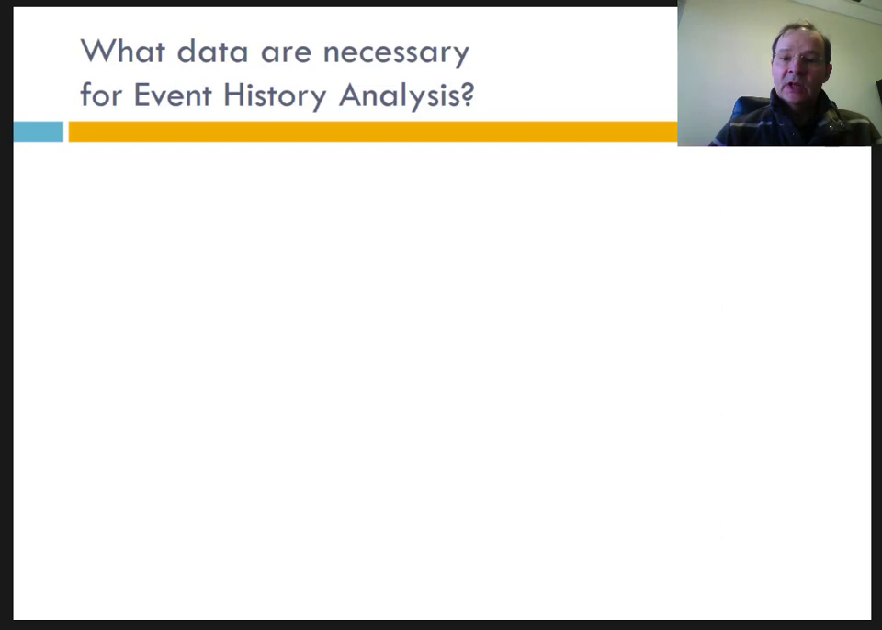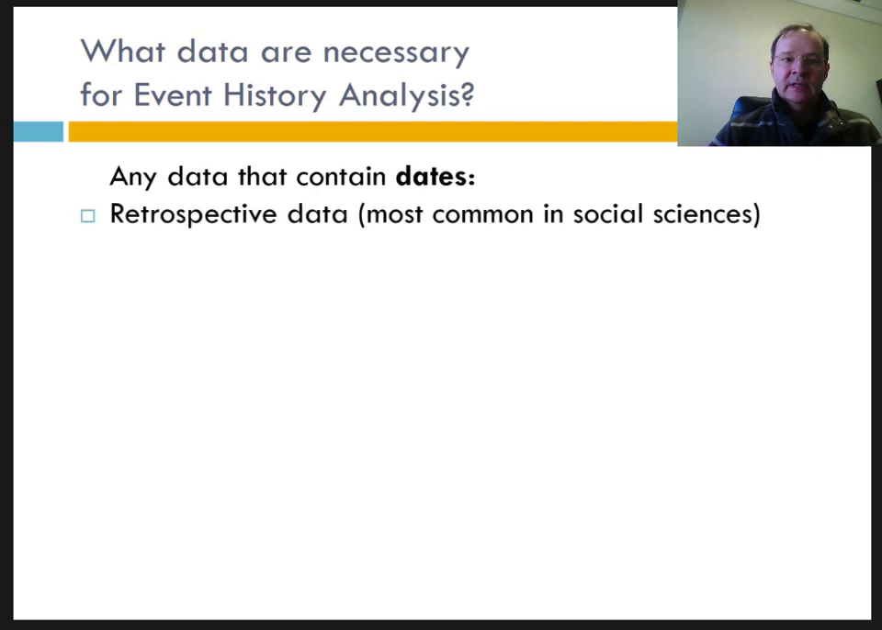So, if it is not panel data, time series, or continuous outcomes that are needed, then what data are needed to conduct event history analysis? Well, any data that contains dates. The most common source of event history data are retrospective surveys. This is, for example, the well-known Demographic and Health Surveys, the DHS, one of the most used data sources to study child mortality and fertility.